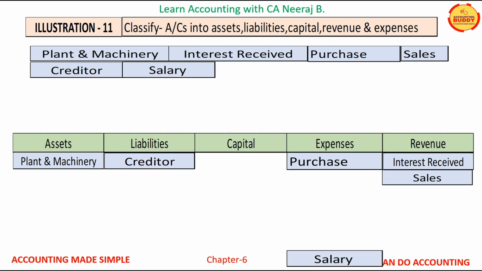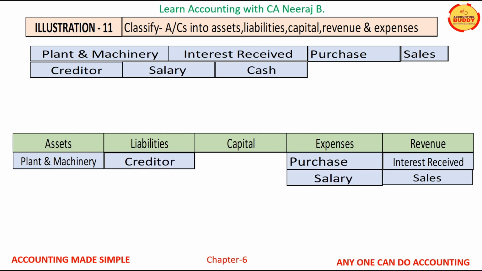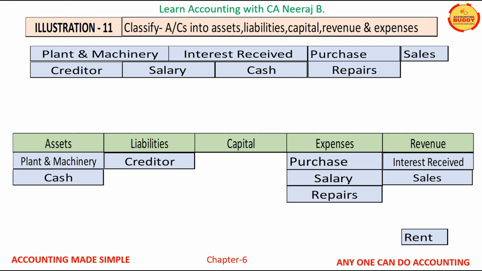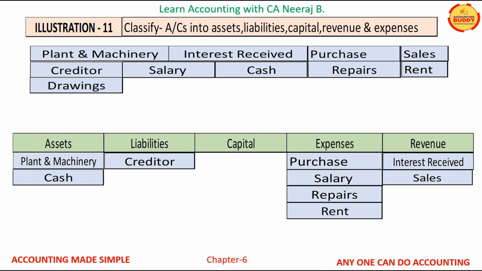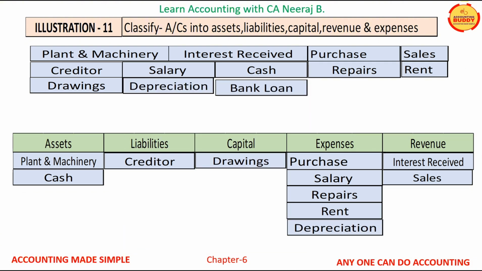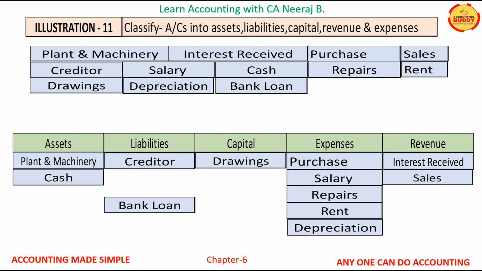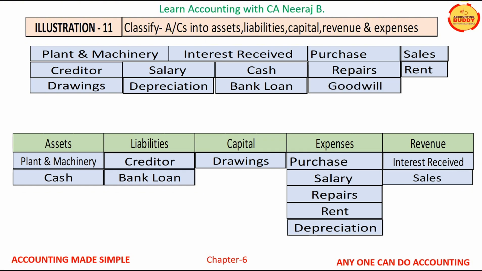Next is salary. Salary is an expense account. Next is cash. Cash is an asset account. Next is repairs. It is definitely an expense account. Next is rent. Rent is again an expense account. Next is drawings. Drawings is a capital account. Next is depreciation, is definitely an expense account. Bank loan is an amount which is due to the bank, therefore it is a liability account.